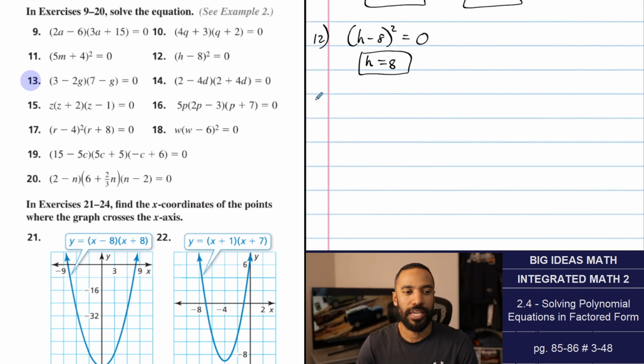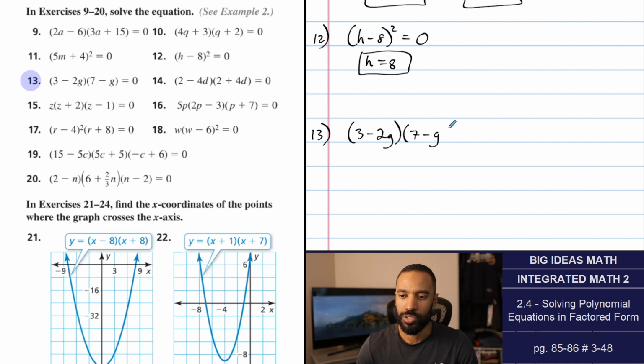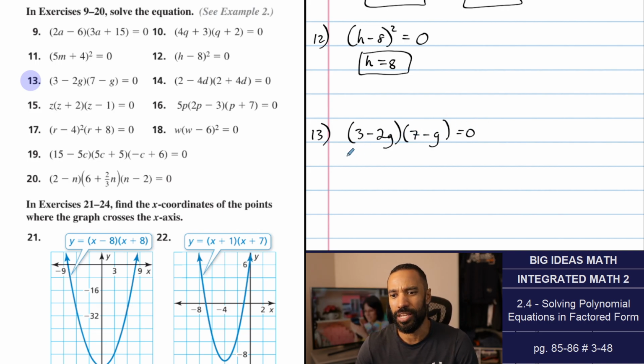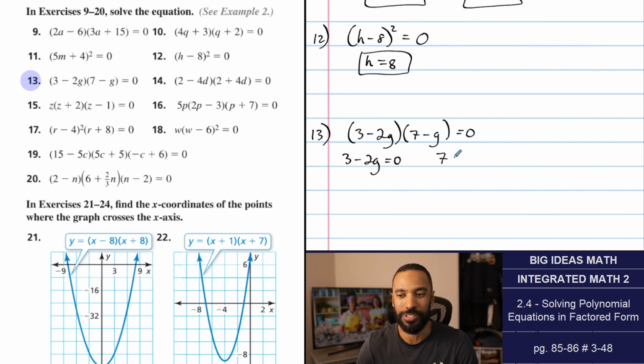Okay, number 13, we have 3 minus 2g times 7 minus g equals 0. So now we have variables on the right side of this thing. That doesn't really change anything. Our goal is to still solve for g. 3 minus 2g equals 0. Maybe this gives you more trouble, 7 minus what would be 0? Obviously, that value appears to be 7.